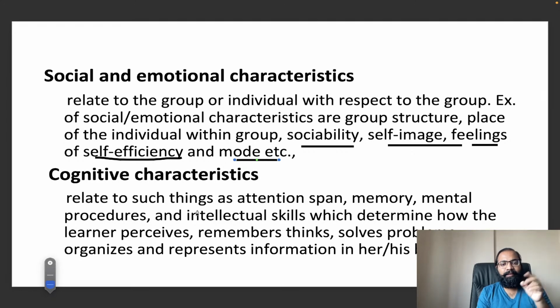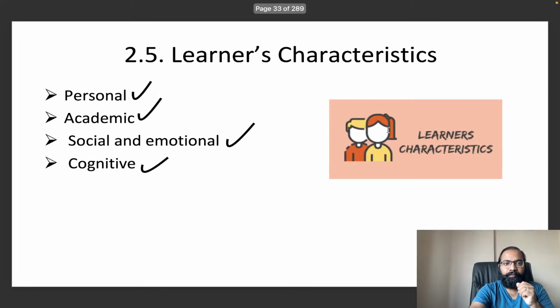Cognitive characteristics are simply intellectual skills. What is your problem-solving capability? How fast can you grasp a concept? How fast can you retrieve a concept? How fast can you understand concepts? All these come under cognitive characteristics. So these are the 4 different types of learner characteristics.